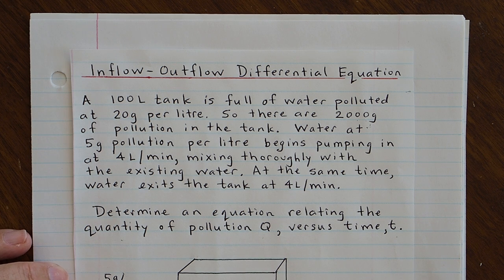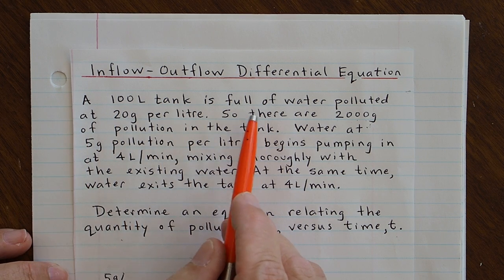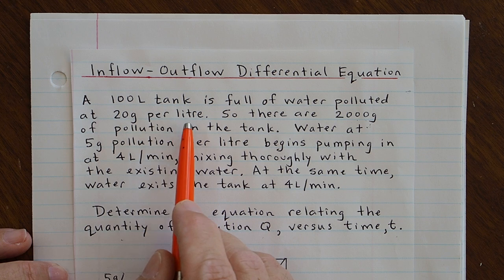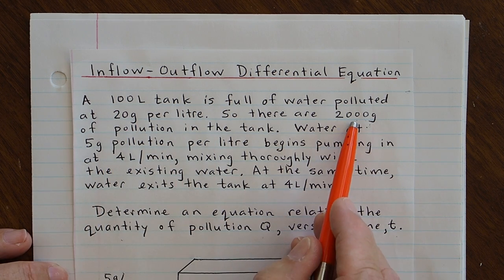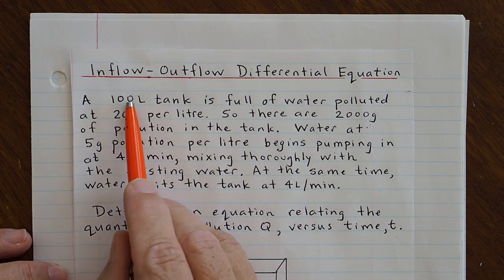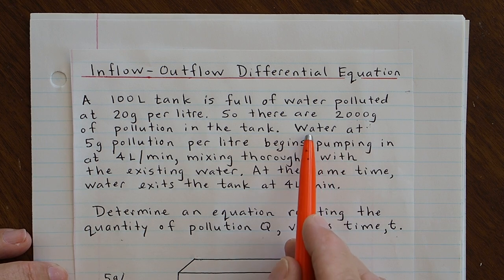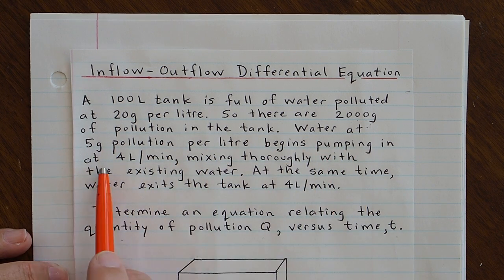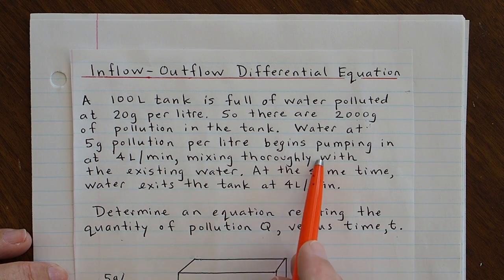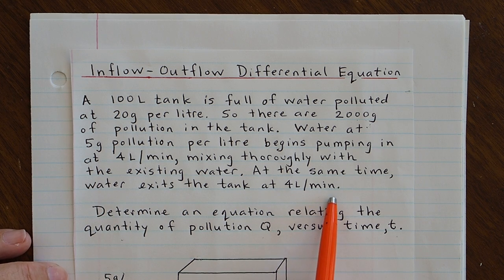Today the humble math tutor brings you an application of differential equations, inflow and outflow of fluid from a tank. In this problem, a 100-liter tank is full of water, polluted at 20 grams per liter. So at this volume, there would be in total 2,000 grams, that's 20 times 100, 2,000 grams of pollutant in that tank. Water at 5 grams pollution per liter begins pumping in at 4 liters per minute, mixing thoroughly with the existing water. At the same time, water exits the tank at 4 liters per minute.